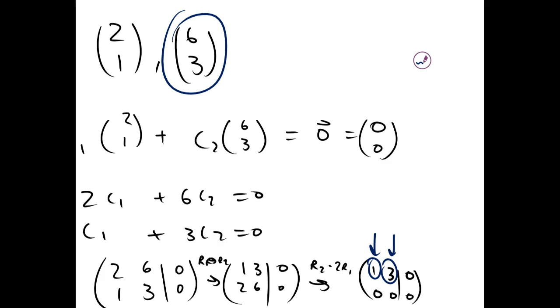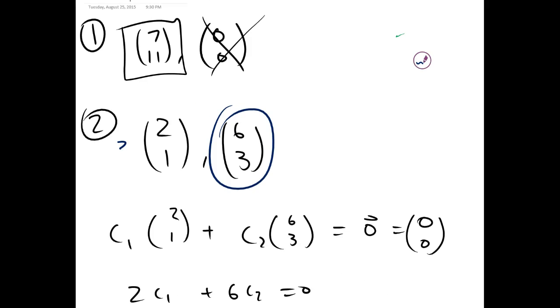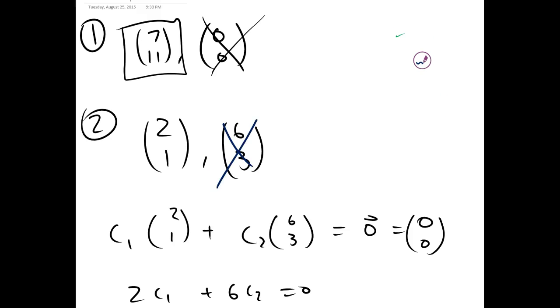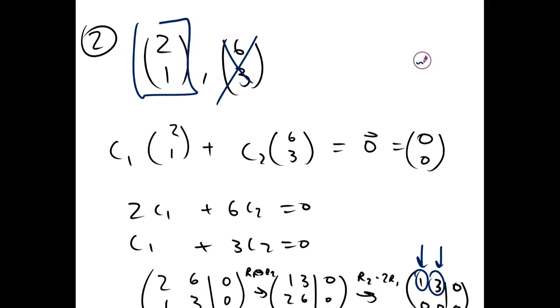More specifically, it's 3 times the first vector. So if we took this vector and multiplied it by 3, we'd get our second vector. So if vectors are multiples of each other, then they're not linearly independent. So we can throw that one out, and now we're left with one linearly independent vector.